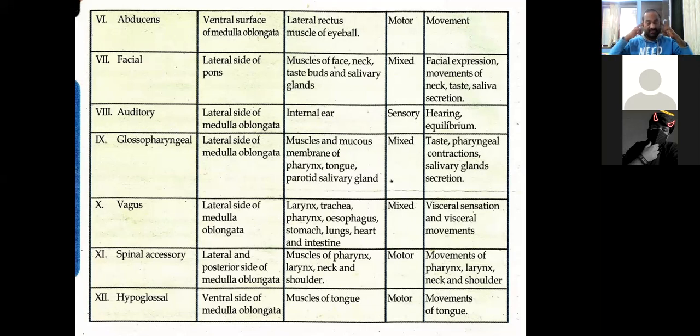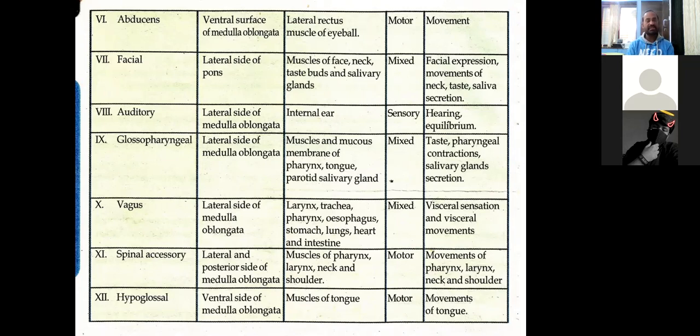It is innervating the internal ear that is responsible for hearing and balance. It is sensory in nature. Hearing is understanding what is spoken. As well as balance of the body, we call it equilibrium. So it is the auditory nerve, from the lateral side of the medulla oblongata, to the internal ear, sensory in nature, for hearing and equilibrium. More correctly, we can say hearing and balance.